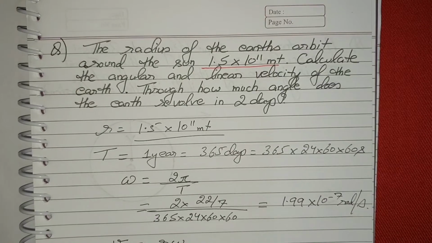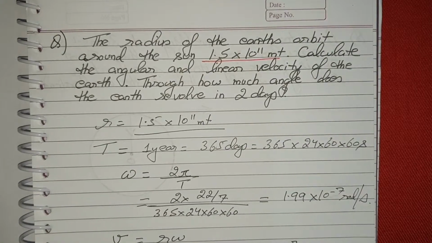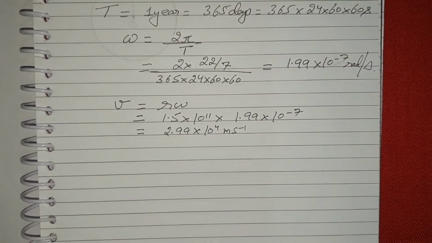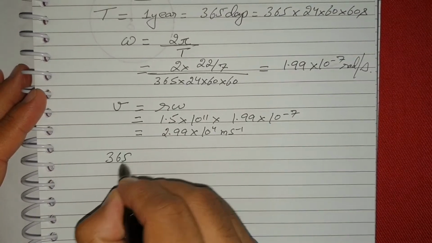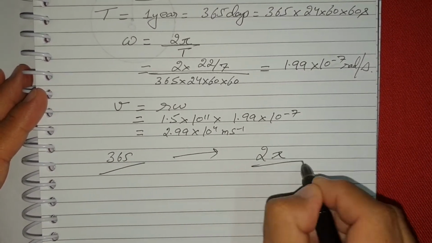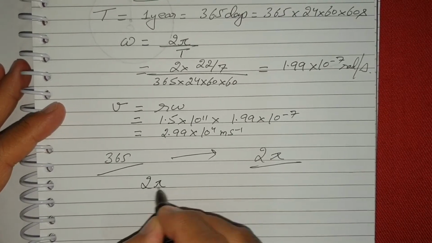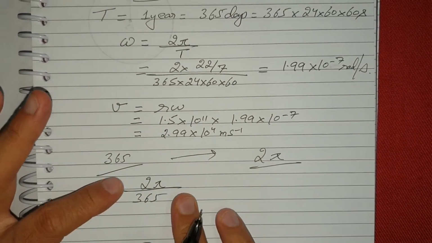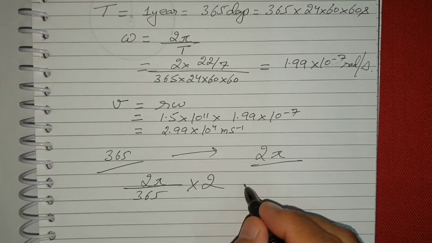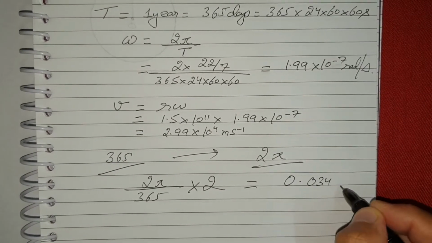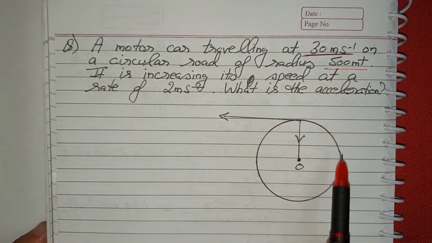Now the last part is how much angle does the Earth revolve in 2 days. Now you have to find the angle that Earth revolves in 2 days. So basically, in 365 days the Earth completes 1 revolution, which means Earth revolves through an angle of 2π radian. So in 2 days, applying the unitary method, 2π in 365 days, so 2π by 365 will give you the angle in 1 day. For 2 days, you multiply this with 2, which, if you solve this, will be 0.034 radian.